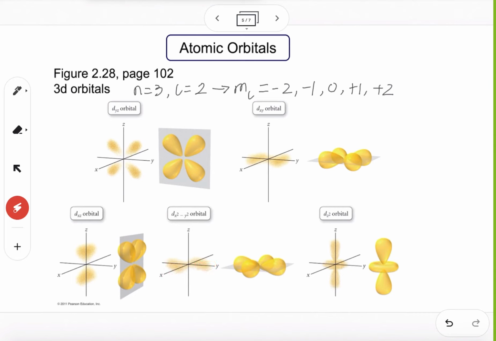For dz squared orbital, you can see there is a donut ring here, and above and below the donut ring there are two lobes. These two lobes are on the z-axis, and this donut ring is on the x and y plane. I want you to be very clear about the difference among the 5 d orbitals.